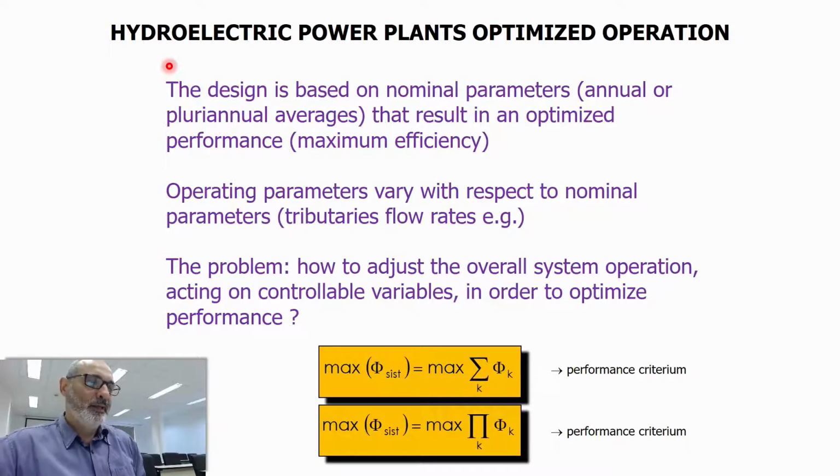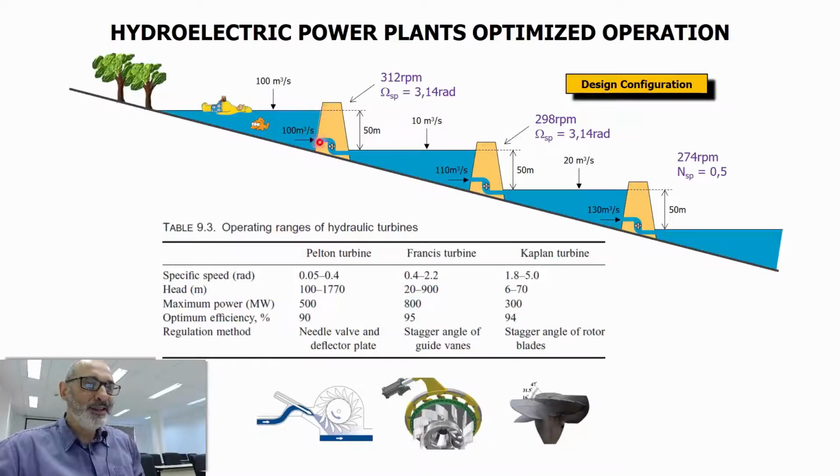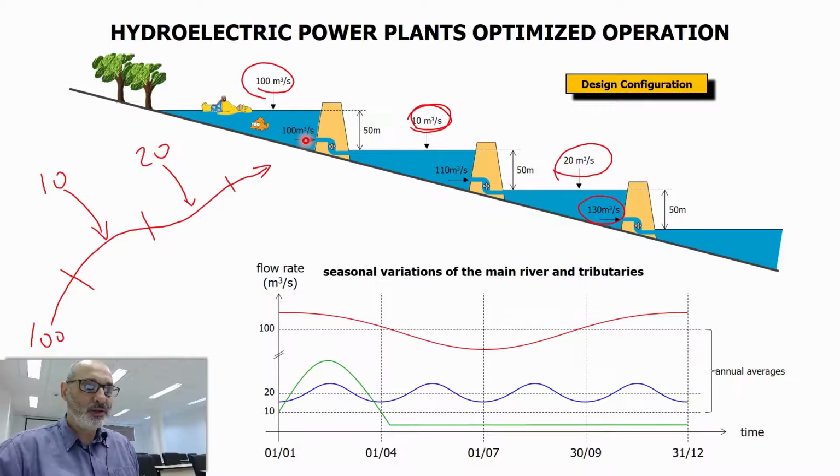The problem is that the design, as I showed you, is based on nominal parameters. By nominal I mean annual or pluriannual averages, the average flow rate and so on. So the result is optimized, the maximum efficiency is optimized for these nominal parameters. But the actual instantaneous operation parameters vary with respect to these nominal parameters. For instance, the instantaneous flow rate varies. I'm going back a few slides. This 100 cubic meters is the annual average, but the instantaneous flow rate is varying, as I showed you here. So 100 is the average, but the instantaneous flow rates can be above 100 or below 100.